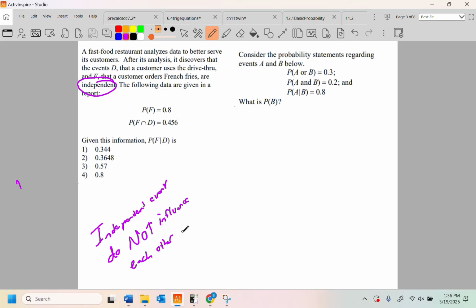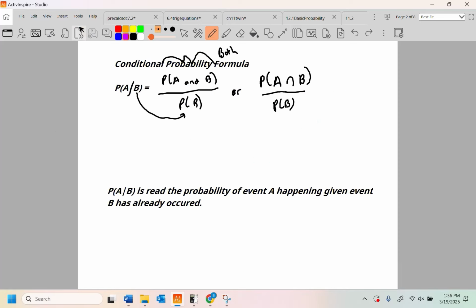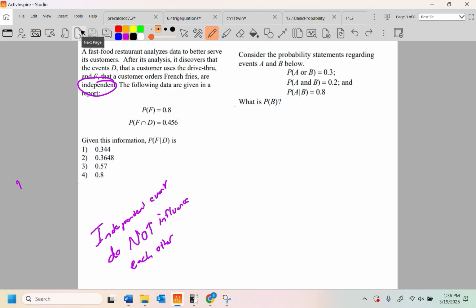Conditional probability is a dependent situation. Notice how we talked about in the definition, second event happening given a first event has already happened. Conditional probability is dependent probability. So I'm going to spend some more time on this, okay? I already know the answer is 0.8, because the probability of F given D is going to be 0.8 since they are independent. Now, if I try to use my formula, this is where we run into a mistake.